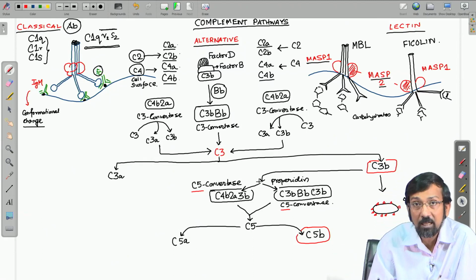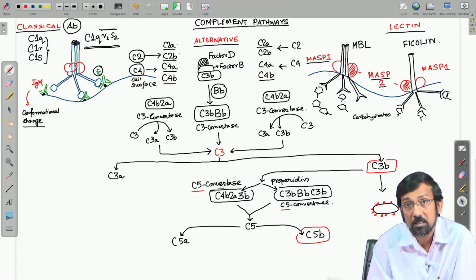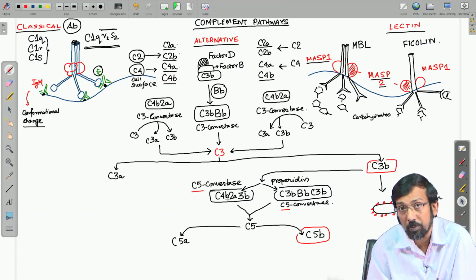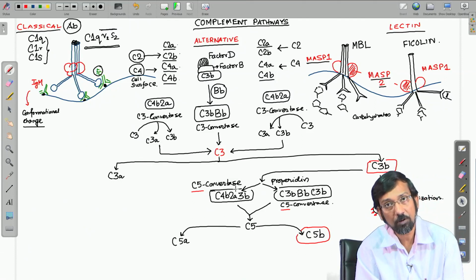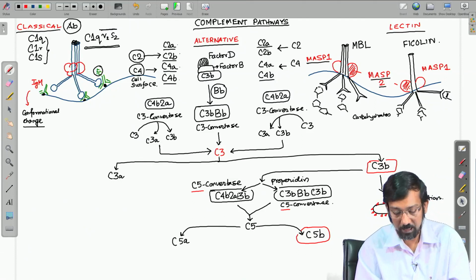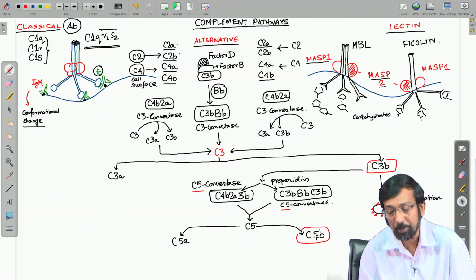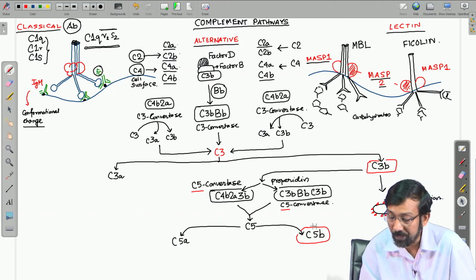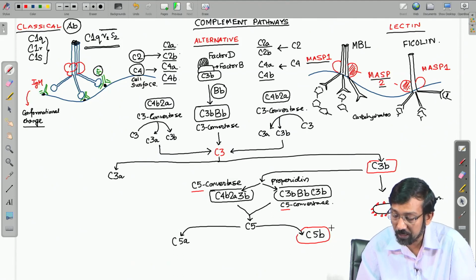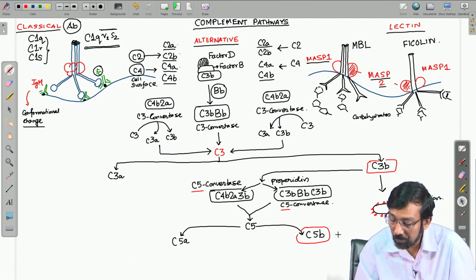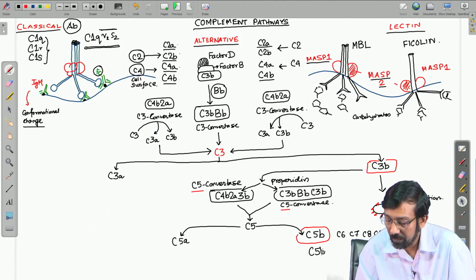Or it can further associate with other complement broken products and can form the C5 convertase. This C5 convertase can actually break down C5 into 5a and 5b, and this C5b can then associate with other complement proteins like C6, C7, C8 and C9 to form C5b 6, 7, 8, 9.